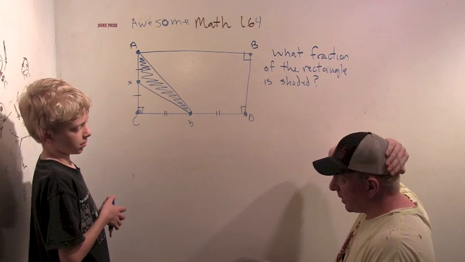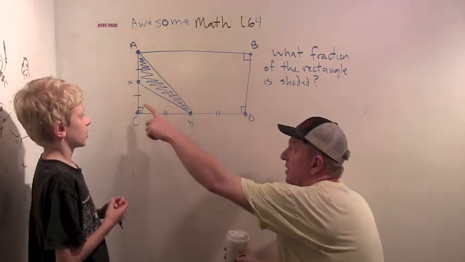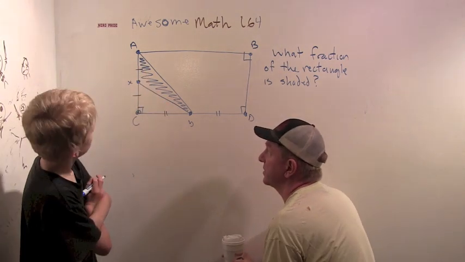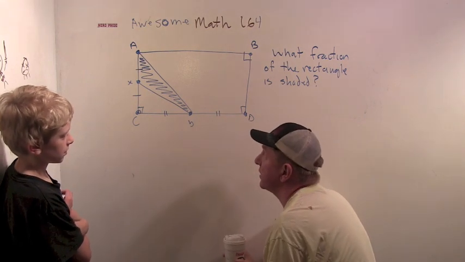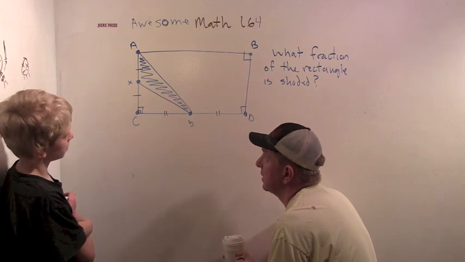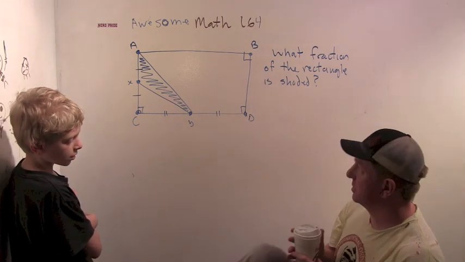It says I have a rectangle, ABCD. I cut this side in half, AC, and mark that with X, the midpoint of AC, and then Y is the midpoint of CD. And then we make this rectangle, AXY, and the question was, what fraction of the rectangle is shaded?